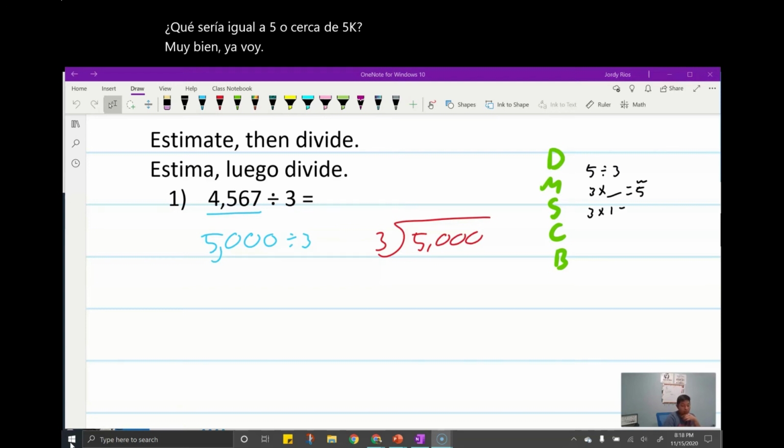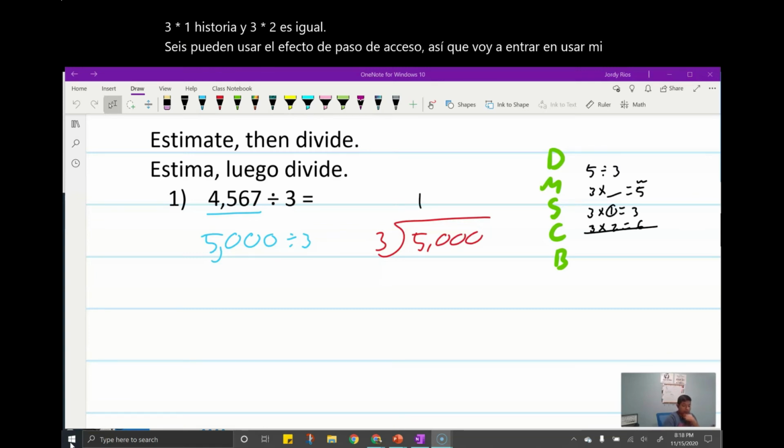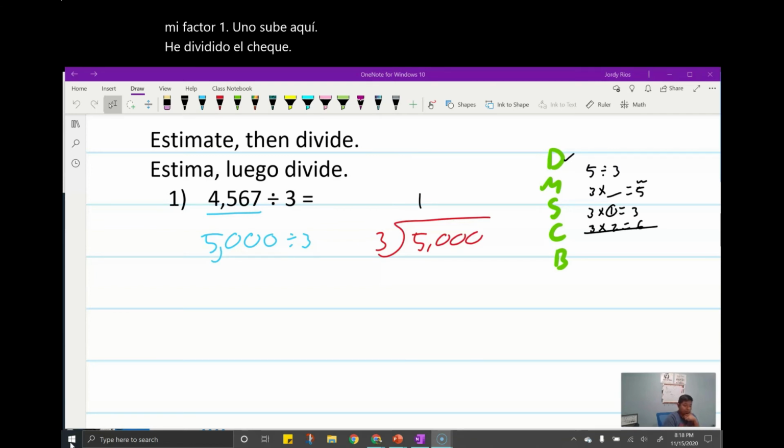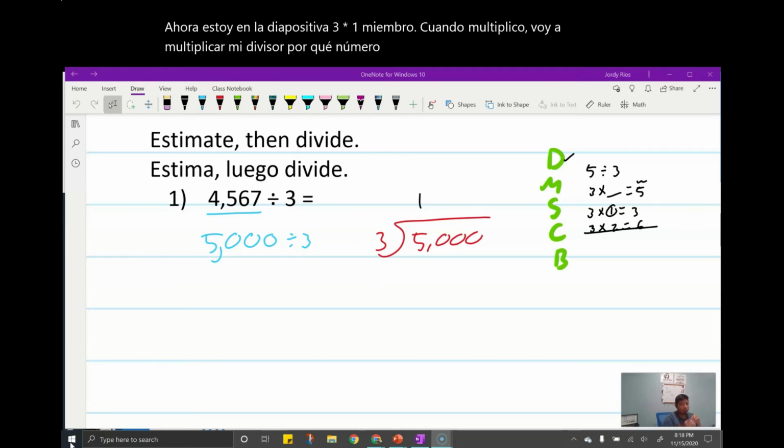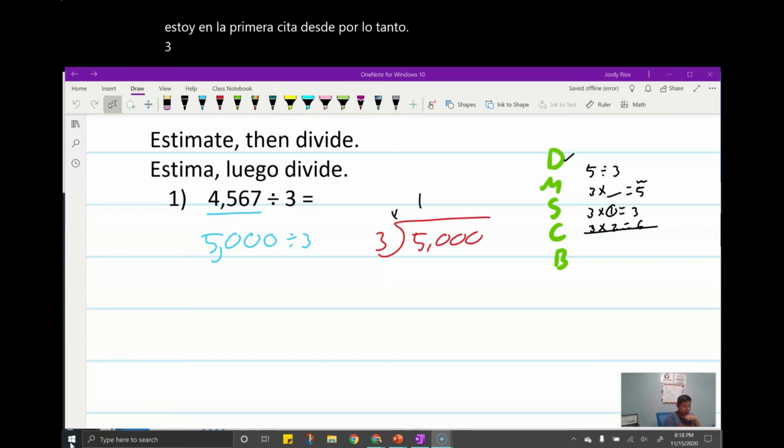3 times 1 is 3. 3 times 2 equals 6. I can't use that because that's passing 5. So I'm going to go ahead and use my factor 1. 1 goes up here. I divide it, check. Now I multiply 3 times 1. Remember, when I multiply, I'm going to be multiplying my divisor by which number of quotient I am in. So I'm in the first quotient, so therefore 3 times 1. 3 times 1 is 3. Now I'm going to subtract. 5 minus 3 is 2.